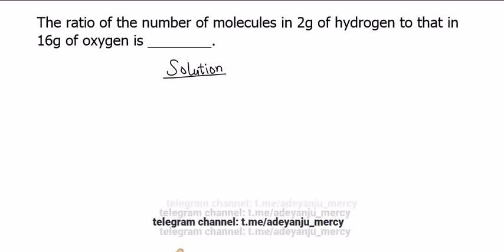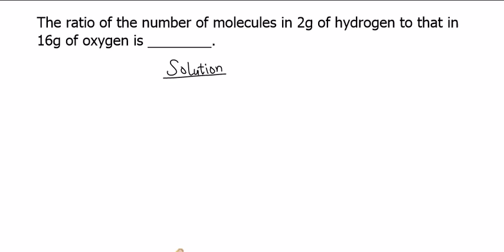Now back to the question. We are being asked to determine the ratio of the number of molecules in 2 grams of hydrogen to that of 16 grams of oxygen. So the first thing to do here is to calculate the number of molecules present in each of the elements stated, that is hydrogen and oxygen.